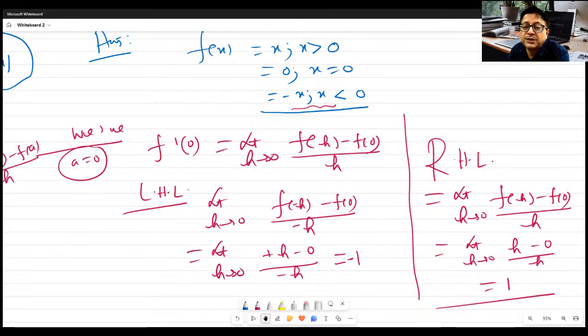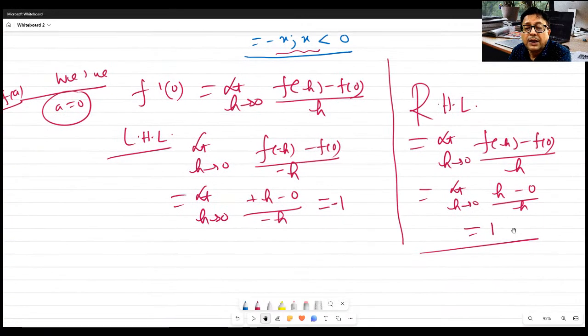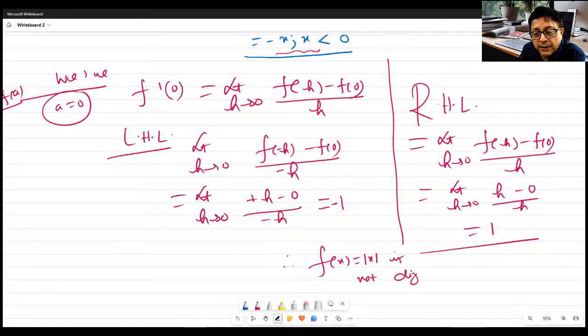The function is not differentiable at, therefore f(x) equal to mod x is not differentiable at x equal to 0, sorry. Why is x equal to 1 coming to our mind, you know? The only sum given in your textbook. Check continuity. That's why I did not take that sum.